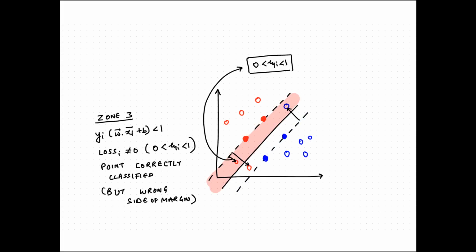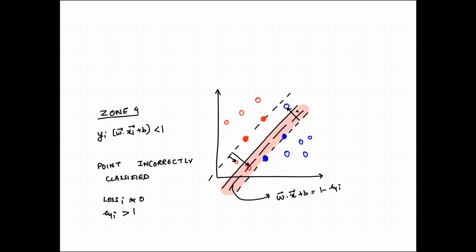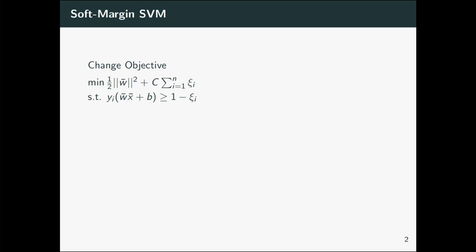Coming to zone 3. Now we saw that the equation of the line passing through this point can be written as wx plus b equal to 1 minus xi of i, right? And we saw that the same thing we can write for the points in zone 4, wx plus b equal to 1 minus xi of i. So we know that xi of i is greater than or equal to 0.